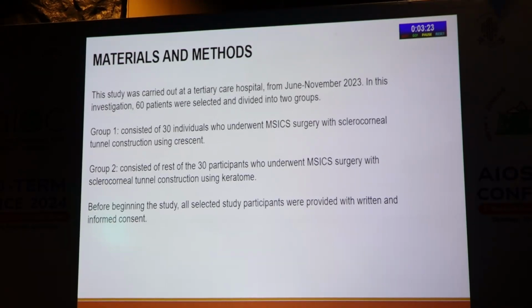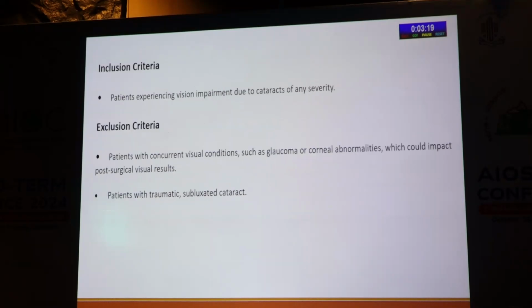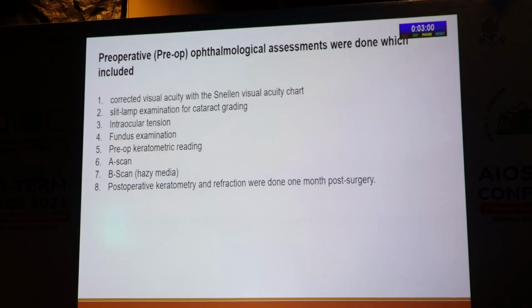Before beginning the study, all study participants were provided with written and informed consent. Inclusion criteria: patients experiencing vision impairment due to cataracts of any severity. Exclusion criteria: patients with concurrent visual conditions such as glaucoma or corneal abnormalities which could impact post-surgical visual results, and the patients with traumatic and subluxated cataract.